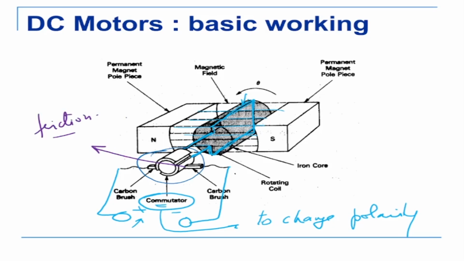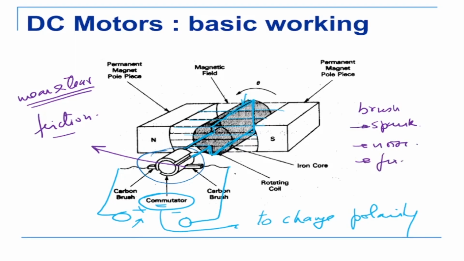And once there is friction, because one is rubbing against the other, it is going to wear off. Wear and tear will be there. Once there is wear and tear, after some time the carbon brush is gone. You have to replace the brush. The other issue is that because of this brush, there can be spark, and there is a chance of noise in the system, plus there is friction.